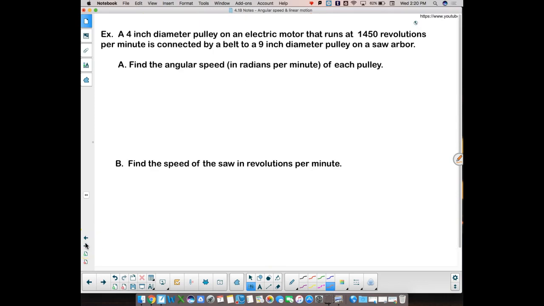What I would like you to do now is attempt this particular problem. Go. So, we've got a large pulley and a small pulley. I know that my small pulley, because it's only a 4-inch diameter pulley, is operating at 1450 revolutions per minute.